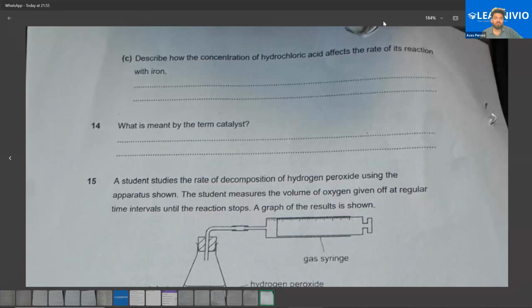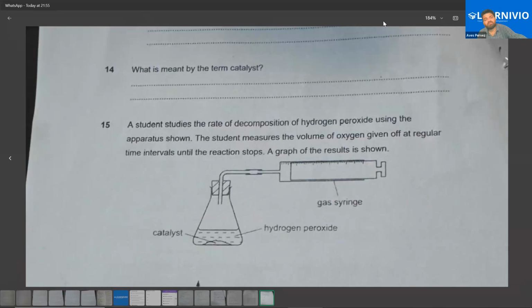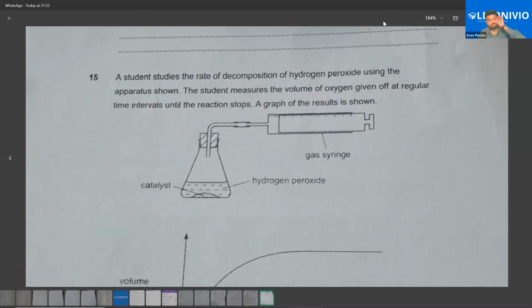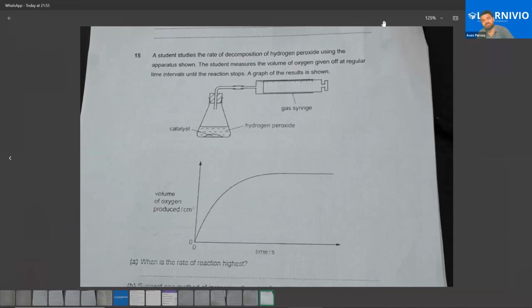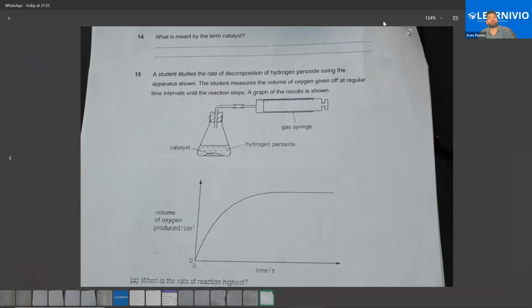Okay, what is meant by the term catalyst? A catalyst is a substance that increases the rate of reaction without directly interfering in the reaction, and it is not consumed during the reaction. Okay, next, 15.